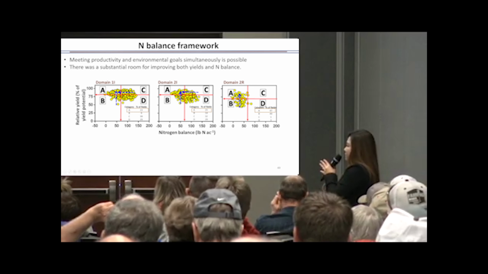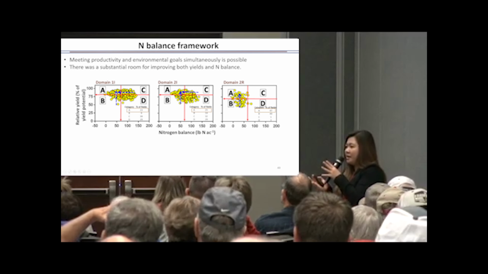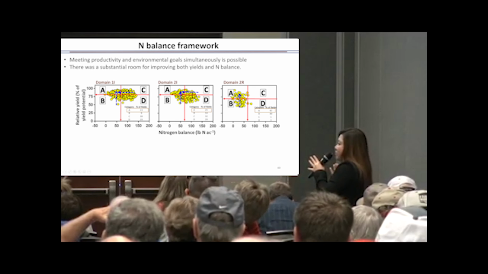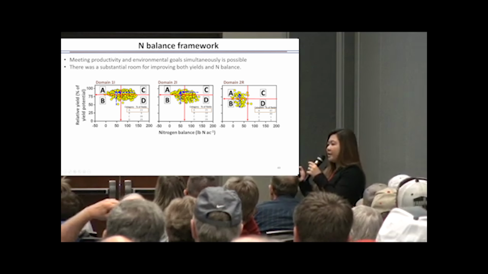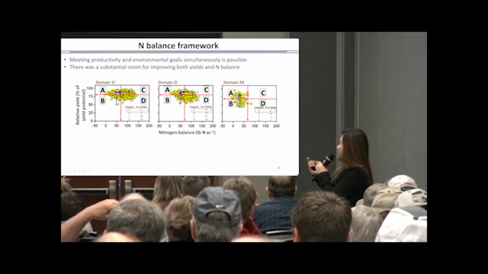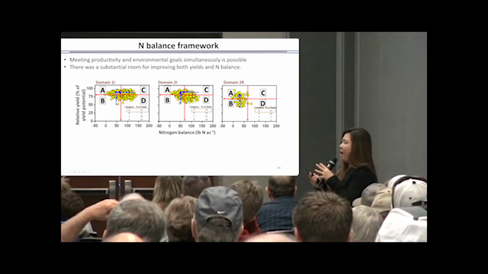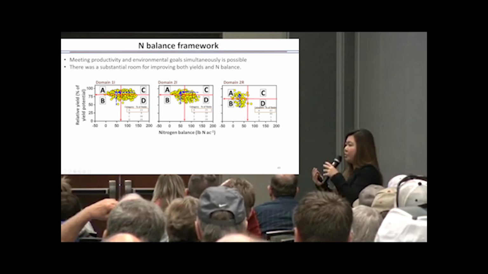Or those in category D could also move to category A. That means that they could reduce their nitrogen balance without hurting their yield. And also, those fields in category D could either increase their yield or reduce their nitrogen balance, or do both.